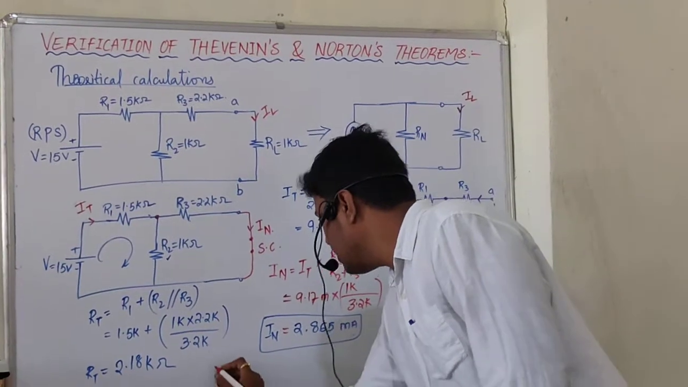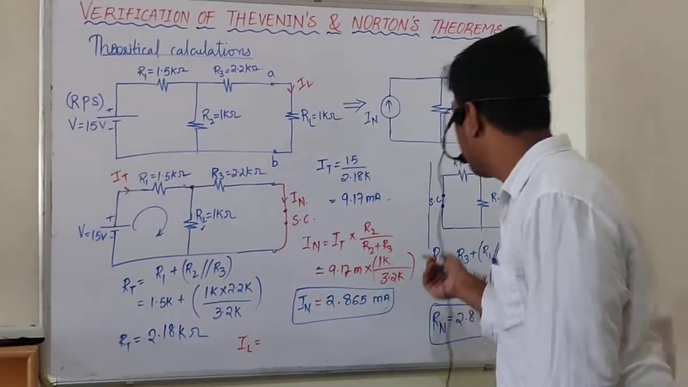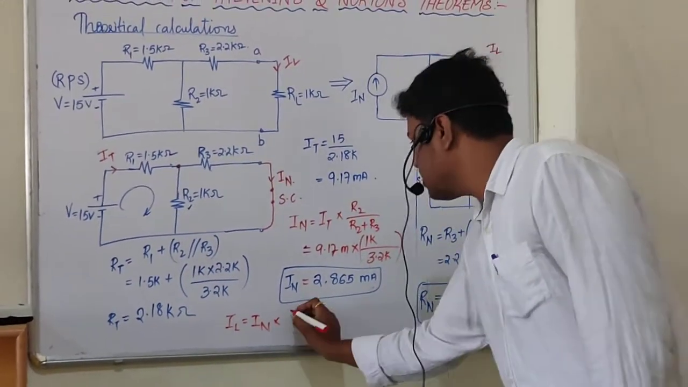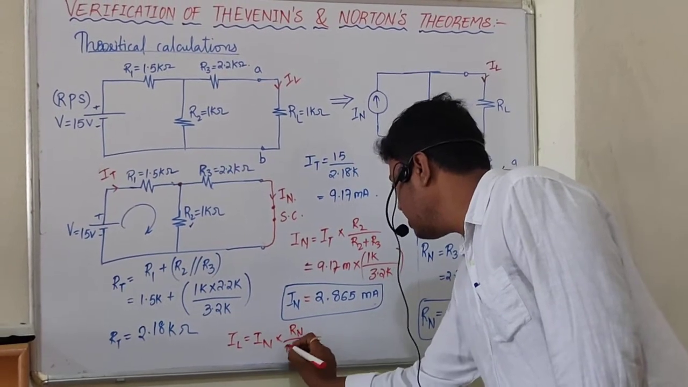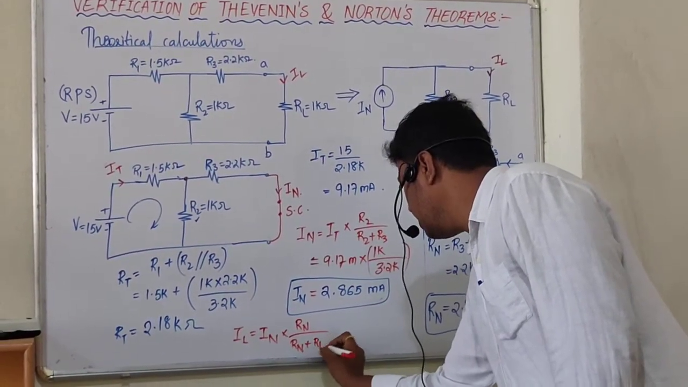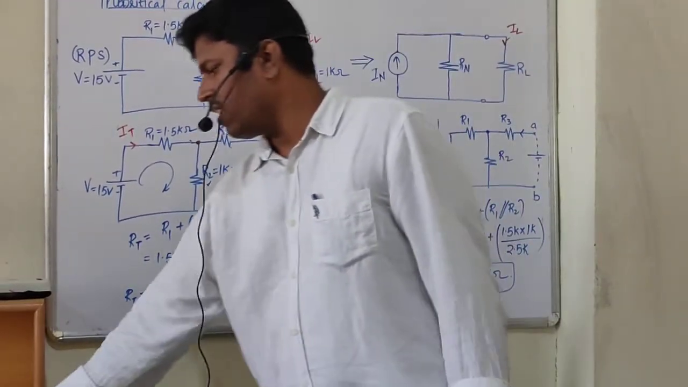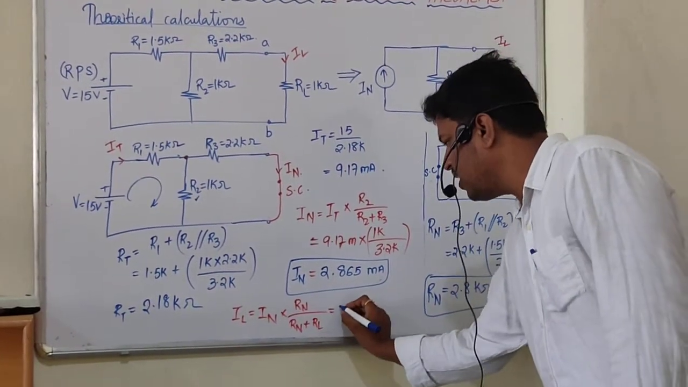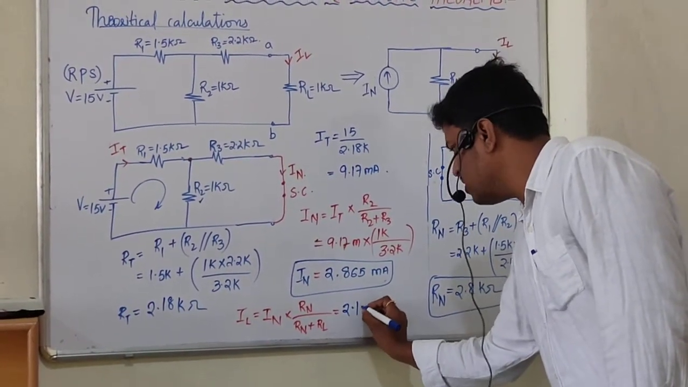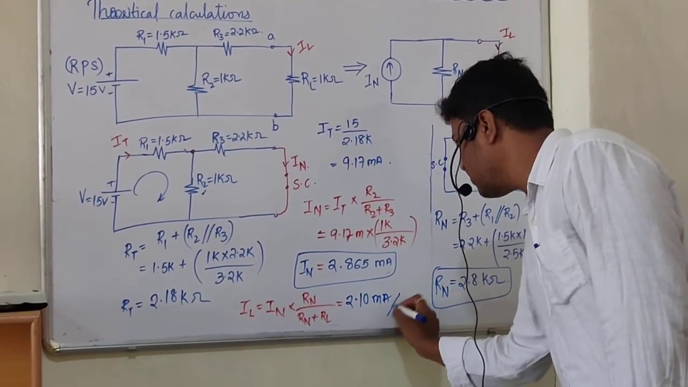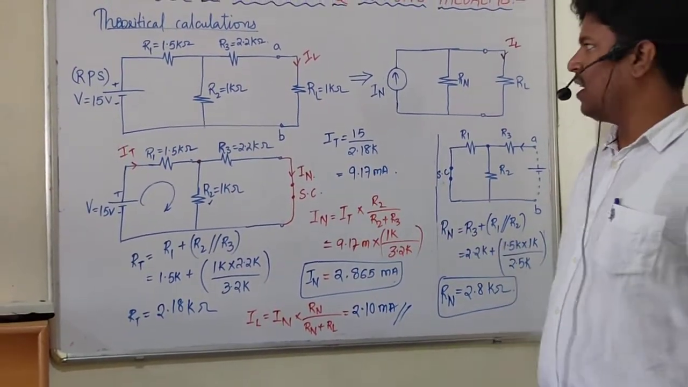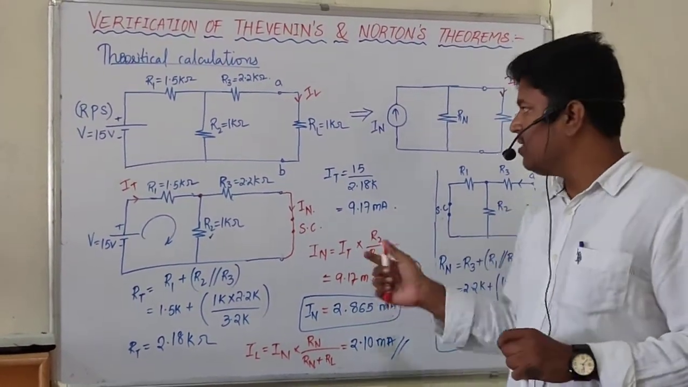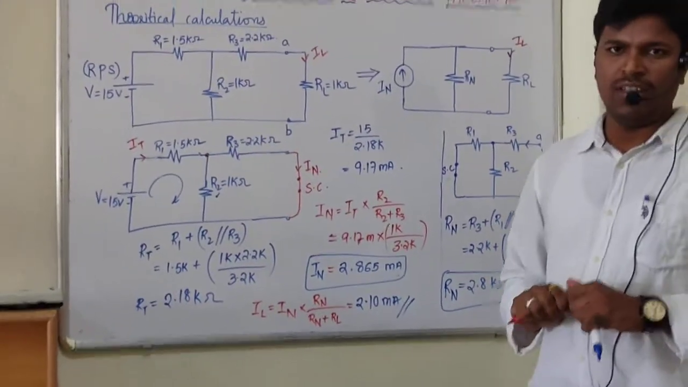IL, by the current division rule, is IN times the opposite resistance, that is RN divided by RN plus RL. If you substitute all the values, we will get 2.10 milliamperes. Like this, we have to do the theoretical calculations. Okay, let us perform the practical experiment and check whether these calculations are correct or not.